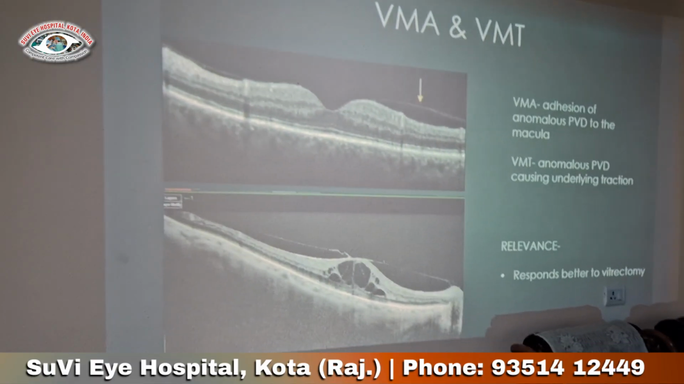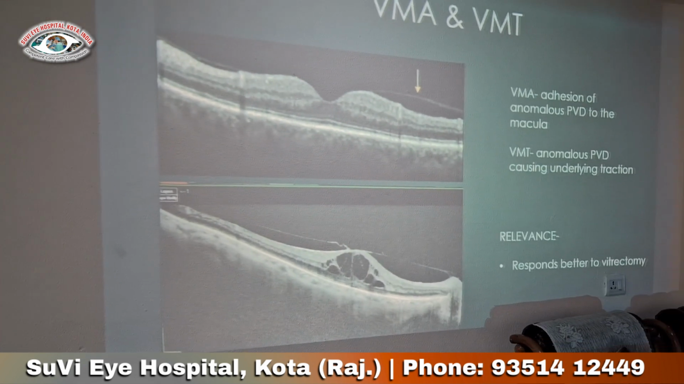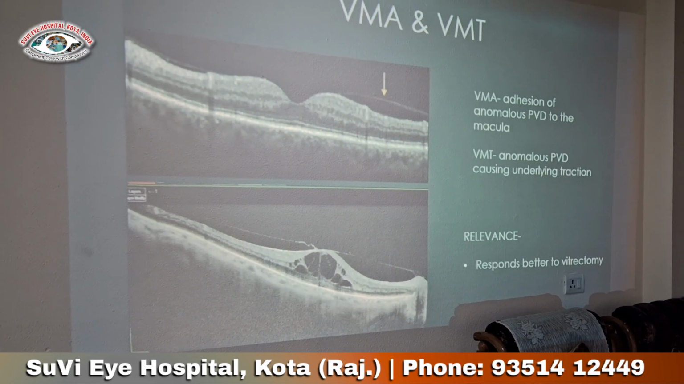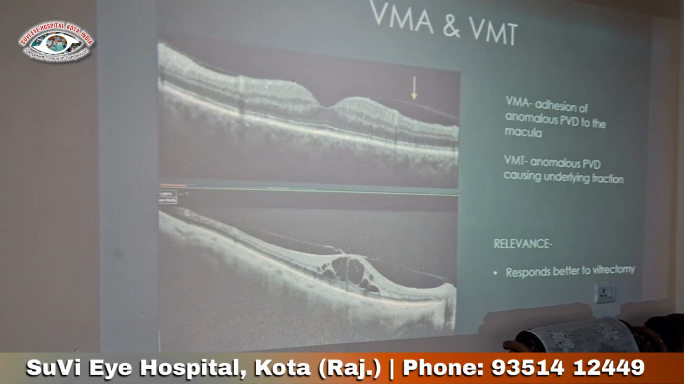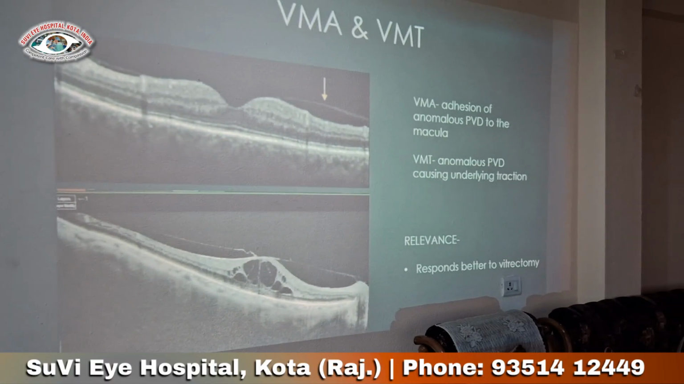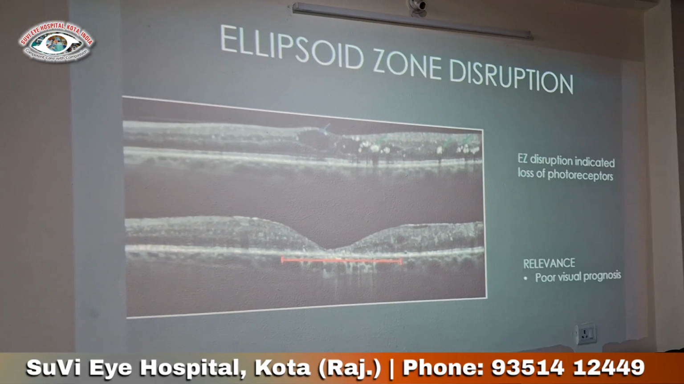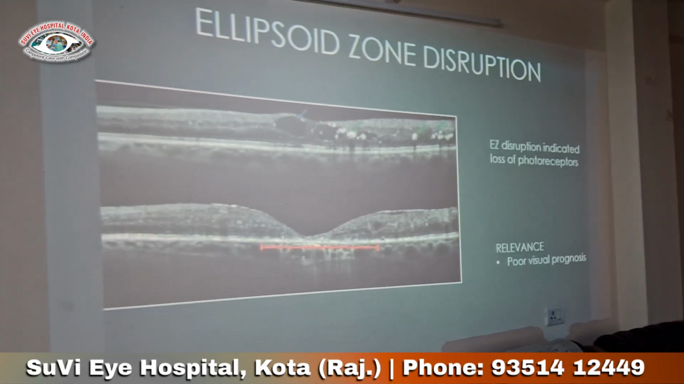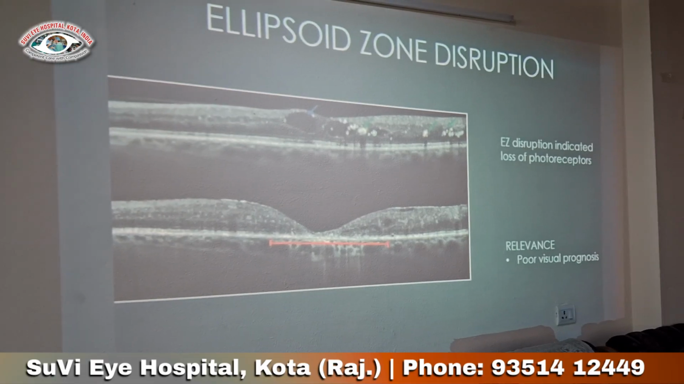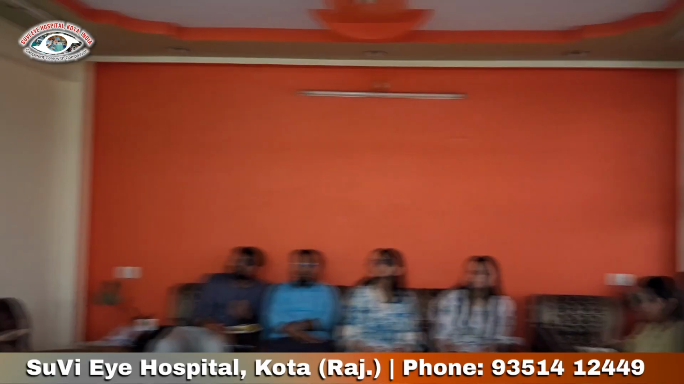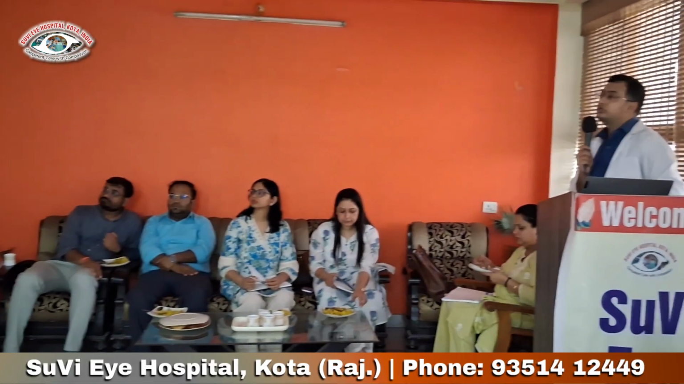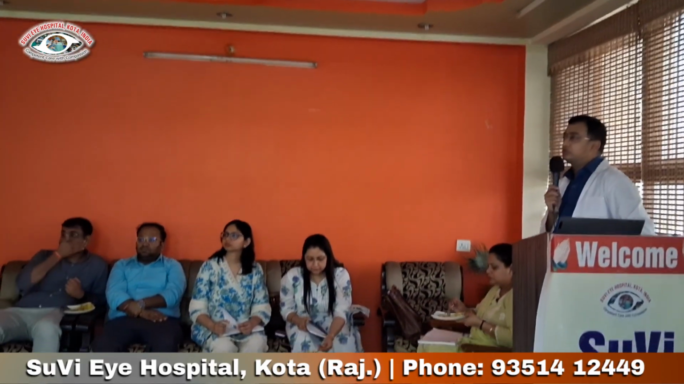And as we know, PMA and VMT we discussed. VMA is just an addition, so VMA we can observe. For VMT it responds better to vitrectomy. Now this is the ellipsoid zone and ELM zone. Continuity is very important. If ellipsoid zone disruption or ELM zone disruption is there, it indicates a poor prognosis.